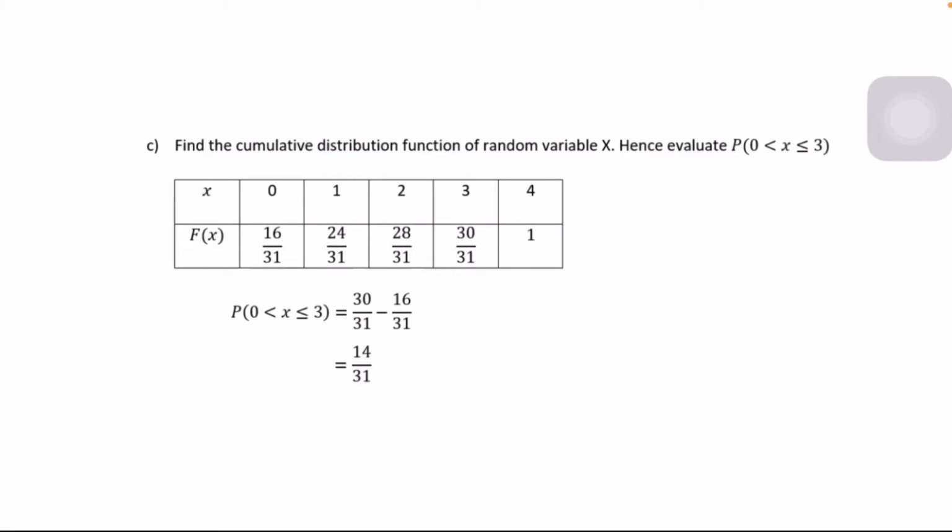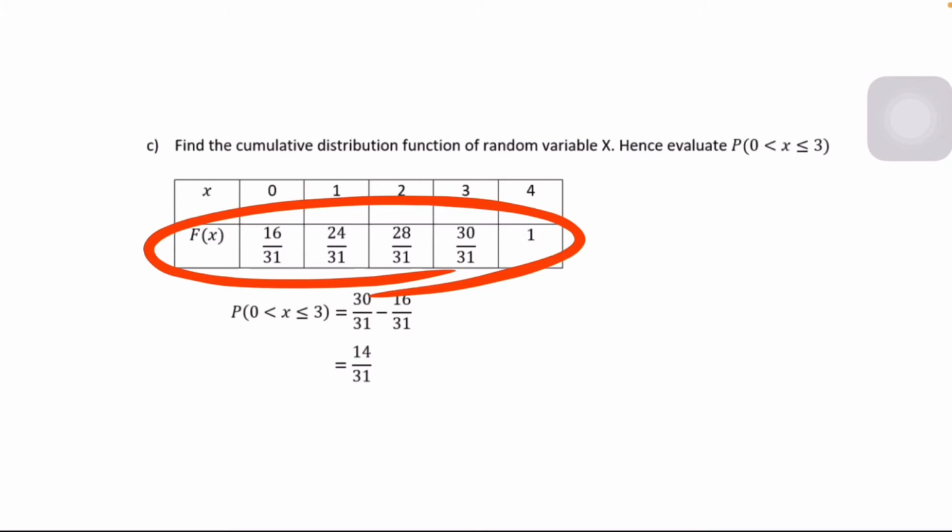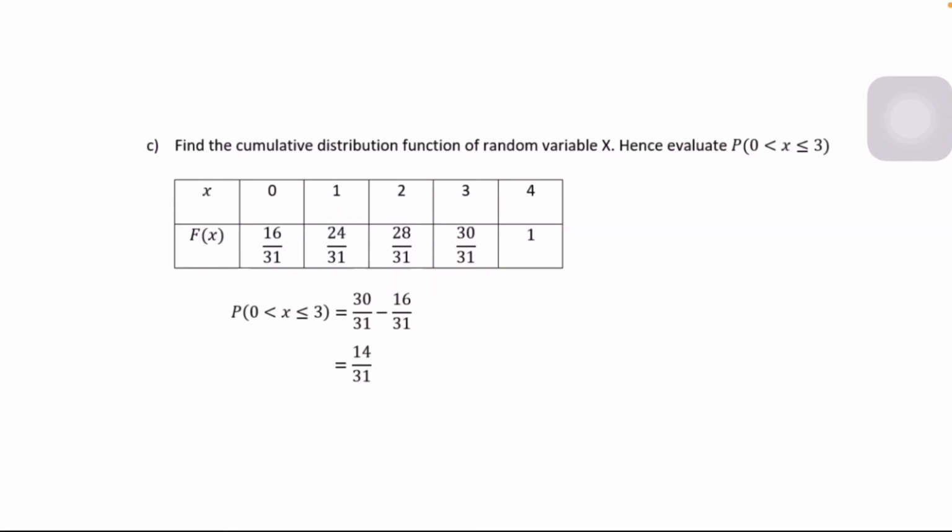So next, for question 4c: find the cumulative distribution function of random variable x, hence evaluate P(0 < x ≤ 3). First, to find the CDF, we can construct a table, and for the capital F(x) column, we add each probability of x. After that, for P(0 < x ≤ 3), we look at the table and take the CDF of x equal to 3 minus x equal to 0. So the answer is 14/31.